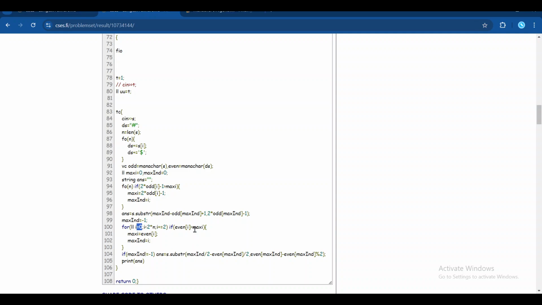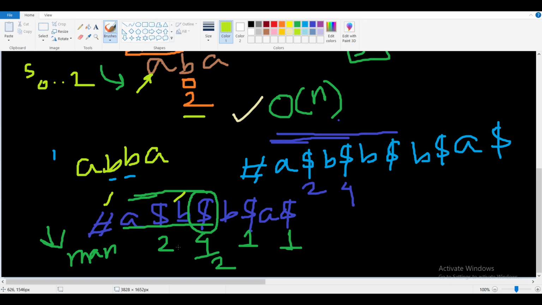So if even I is greater than maxi, we are storing maxi equals even I, and max index equals I. Now, if max index is not equal to minus 1, so we have found some even length palindrome, we'll store the answer as the substring. What is the value of the starting index of the even length palindrome? Here you can see that this is 4, right? This is 4. Okay, so that means we are at this position.